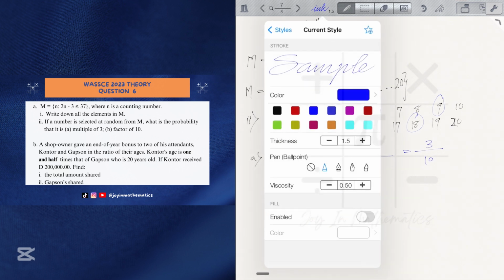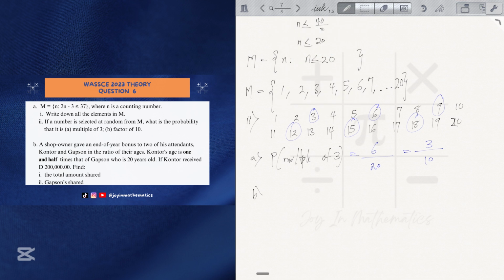Now the next question says, factors of 10. What is the probability that it will be a factor of 10?